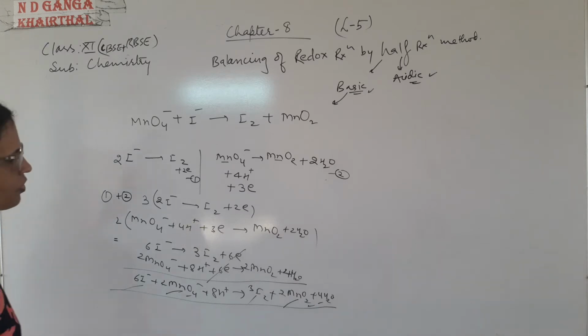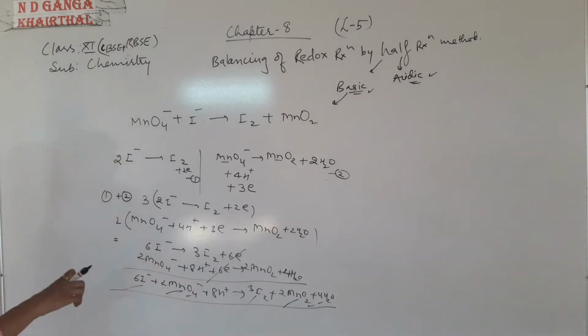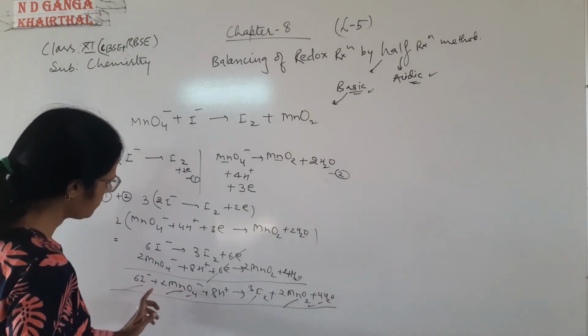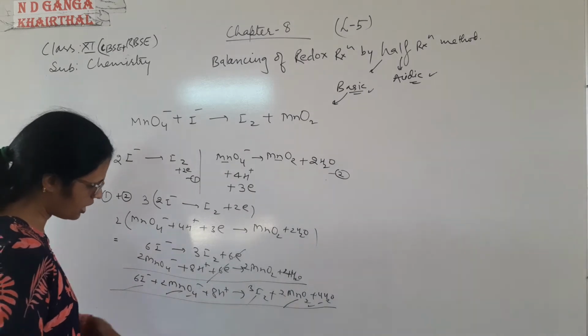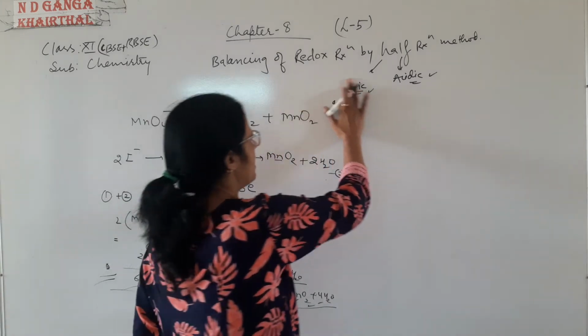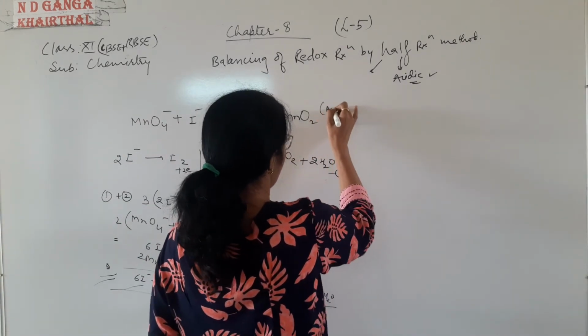We have balanced this reaction in this way. See here, minus 6, minus 2, minus 8 and plus 8, so their net charge is 0. Clear? So this reaction is balanced in acidic medium.